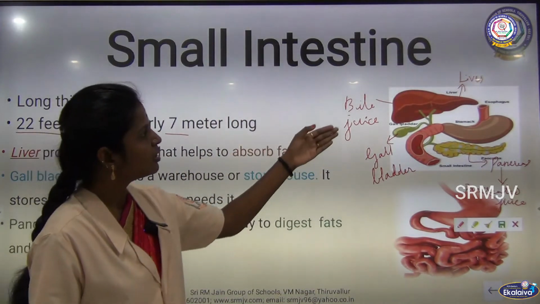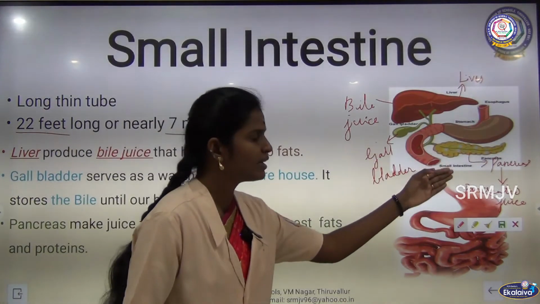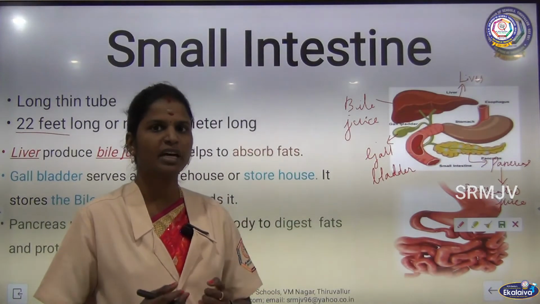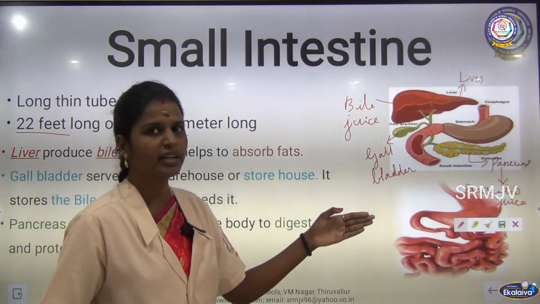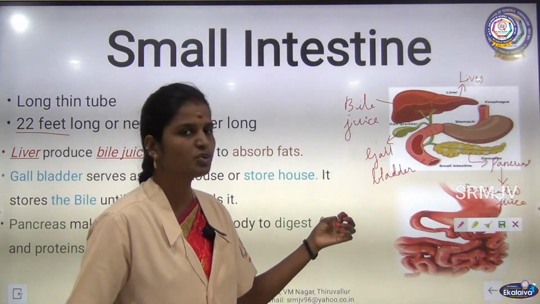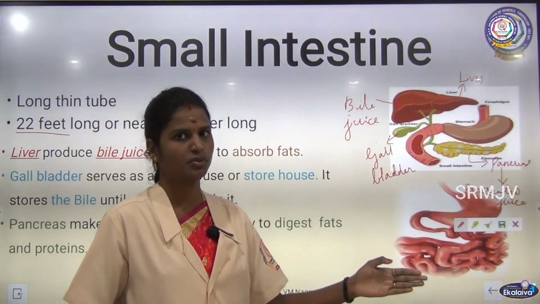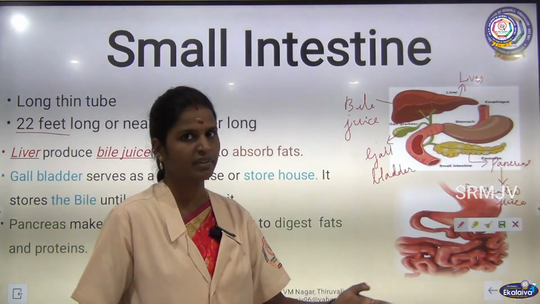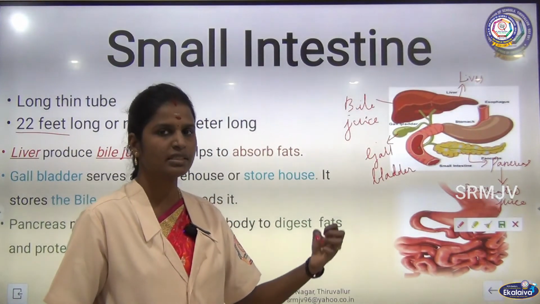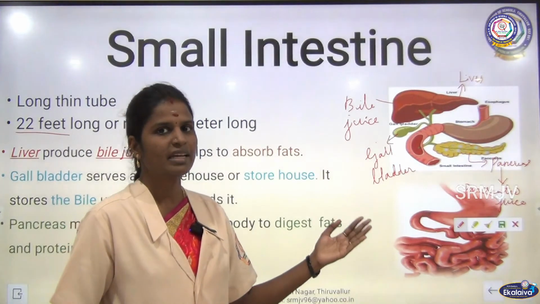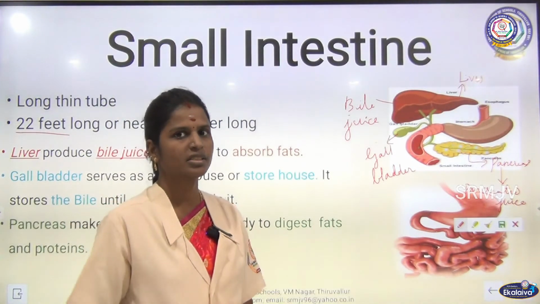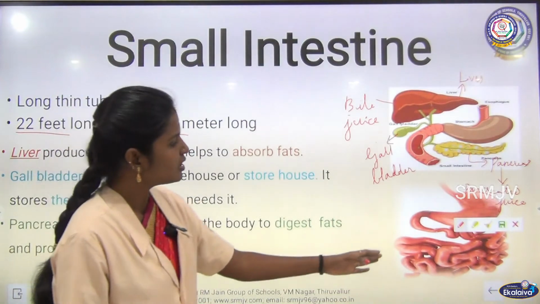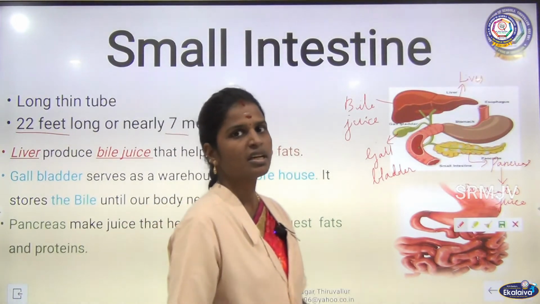Even though the liver, gallbladder and pancreas are not a part of the digestive system, these organs secrete some digestive juices which are associated with the digestive system. So we can say that the liver and pancreas are not a part of the digestive system, but the juice they secrete helps in digestion inside the small intestine. And then here in the small intestine, digestion is completed.